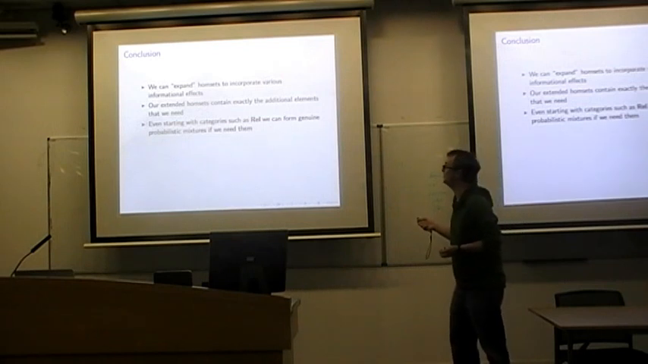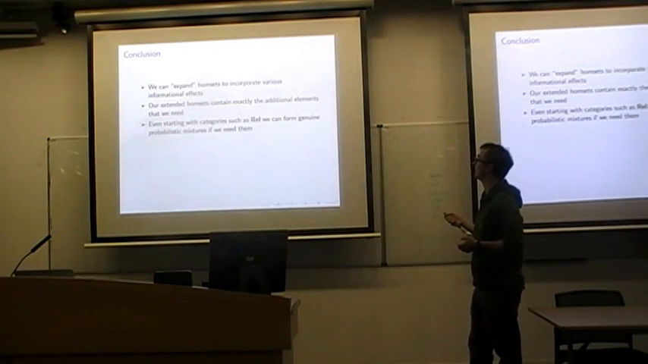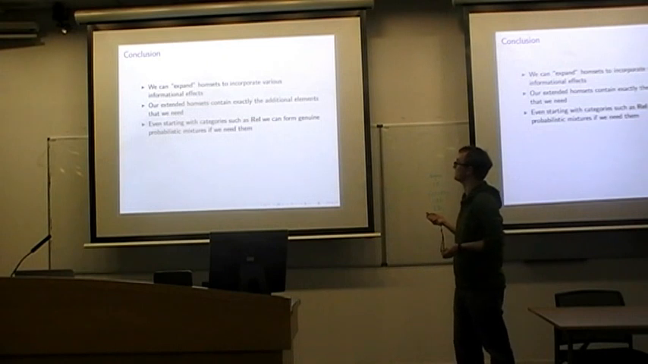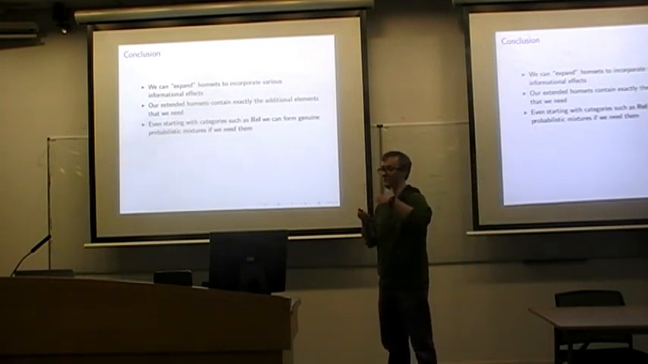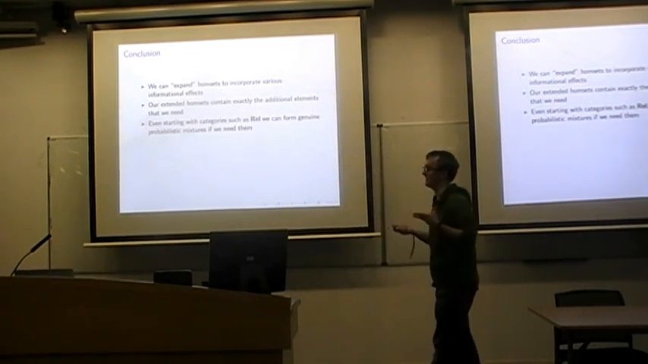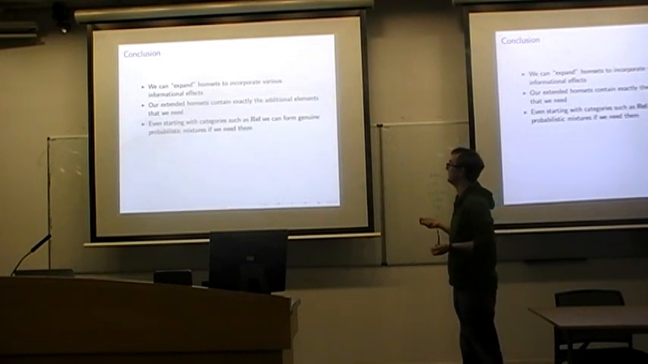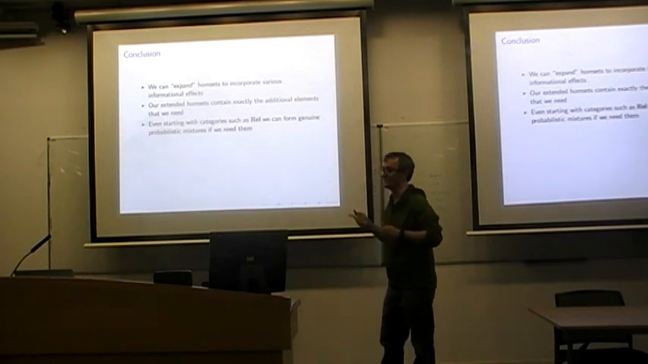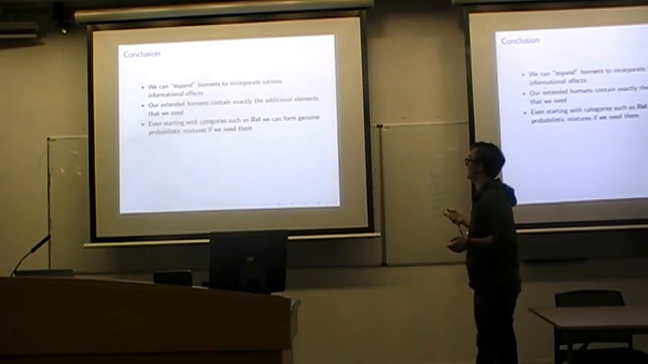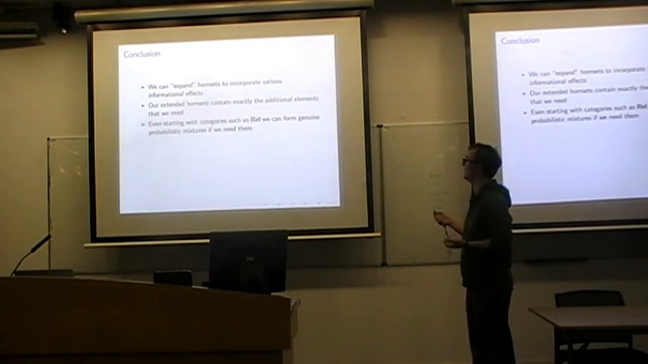So to conclude, this ballooning plan, expanding up the Hom sets, seems to work quite nicely, at least for these informational effects that we considered in this quick talk. We don't end up with any extra stuff in our Hom set, so when we've moved to this new category, it has exactly what we need in there. We put in explicitly the things that we require, and that's all that's in there. And even if we start with a category such as Rel, which has only a couple of scalars, we can form genuine probabilistic mixtures of things, but obviously just in a very formal way.